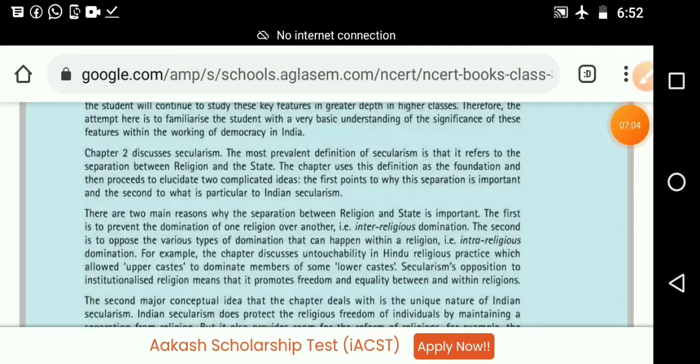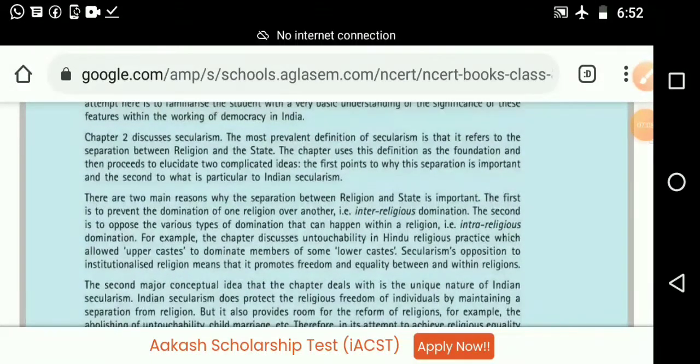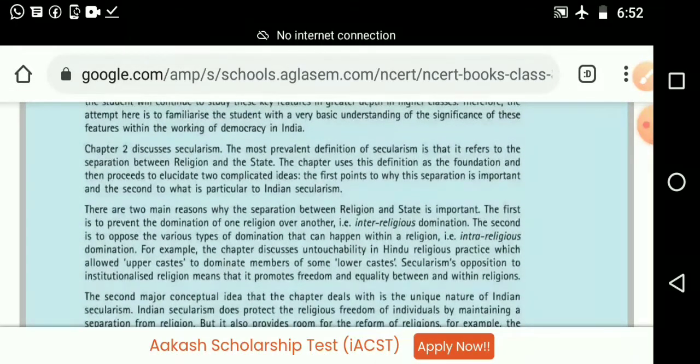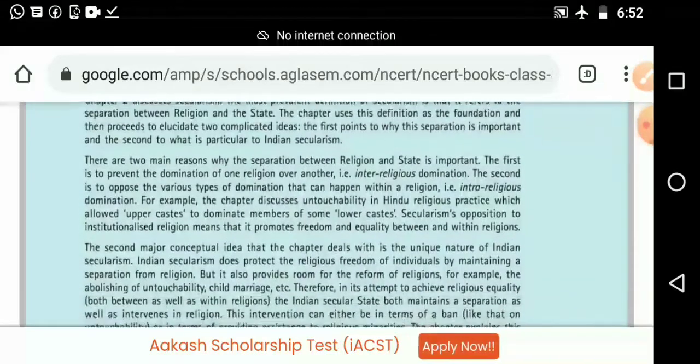Then in chapter 2 we are discussing secularism. That is another feature of the Indian constitution. The main feature means having tolerance between different religions. There is no particular official religion. There is no state religion for India, but all religions have their own freedom.